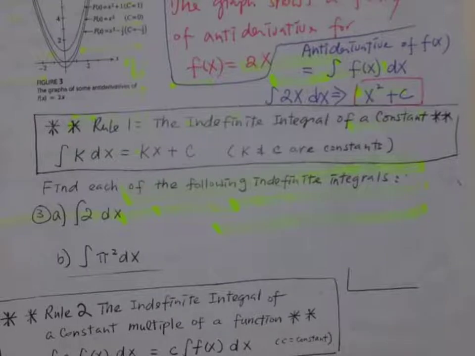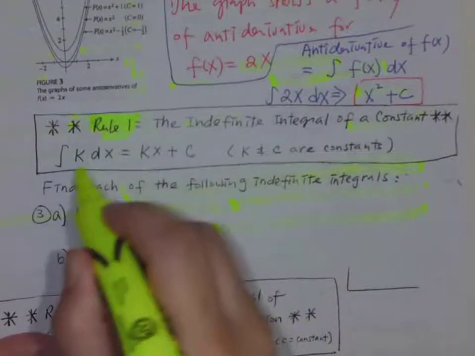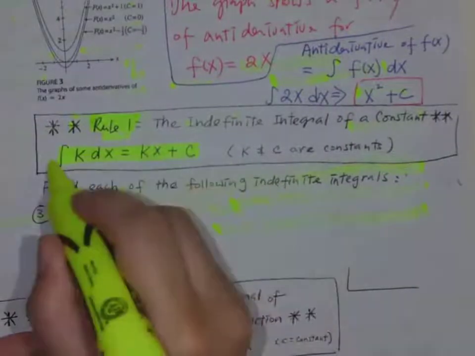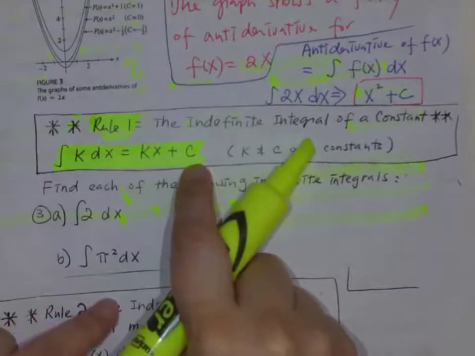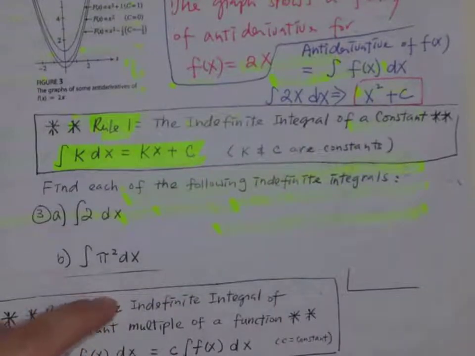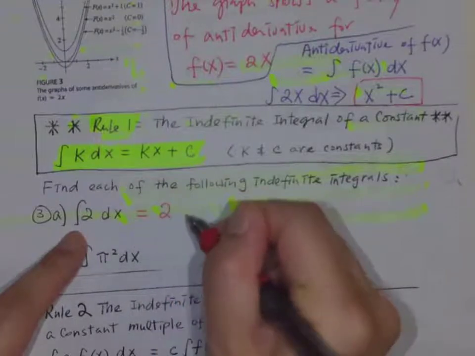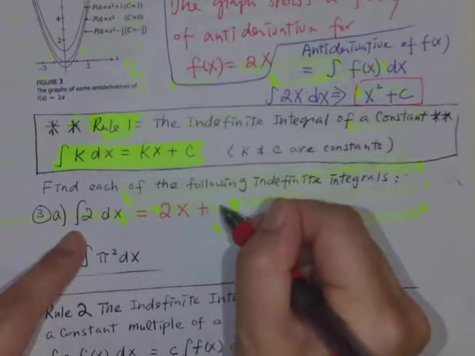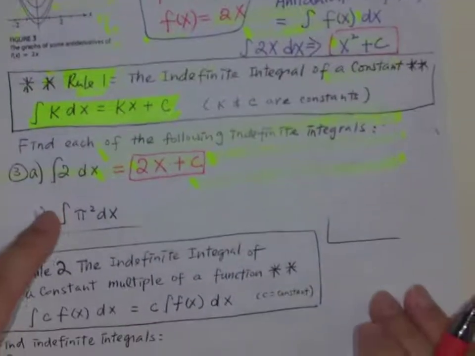And the next part, we are going to go with the first rule. The first rule is the indefinite integral of a constant. So if you're taking the antiderivative or integral of a constant, you will add an x back plus a c to represent the number that we lost, right? So over here, we started with 2, we go back with the x, add a c, and that's my answer for the integral, which is the opposite of taking the derivative.